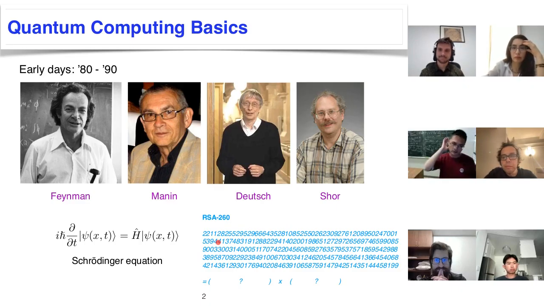But the next real theoretical breakthrough came in the 90s when Peter Shor came up with a quantum algorithm to factor integers, which is believed to be exponentially faster than classical algorithms. Many of you may know, factoring integers is the backbone of public key cryptography. For example, this RSA-260 is a 260-digit long integer, and if you can find the factors of this integer, you can likely break someone's account and steal some information.